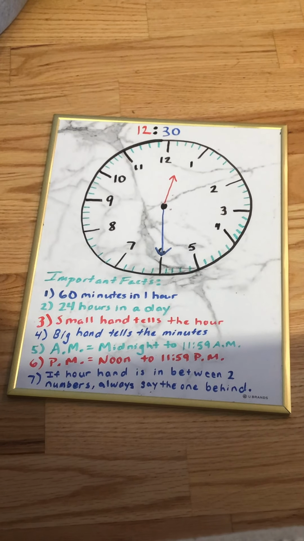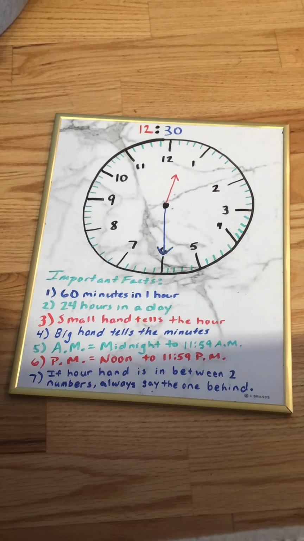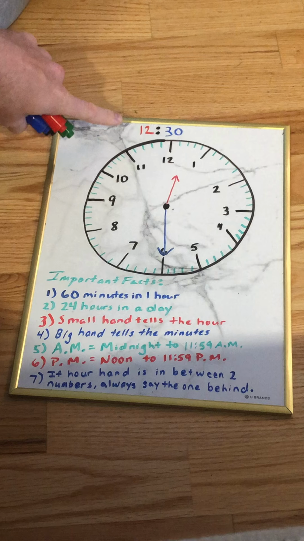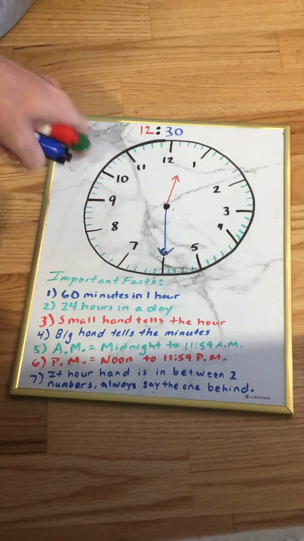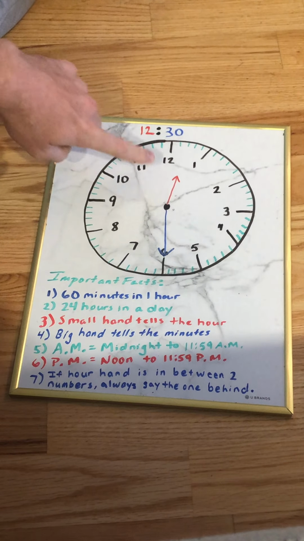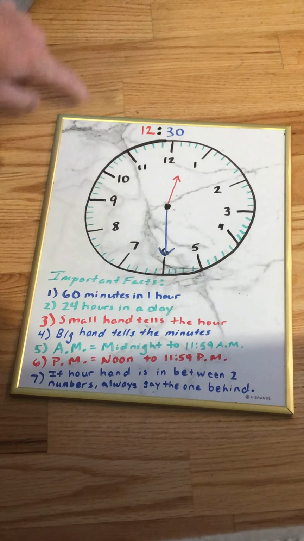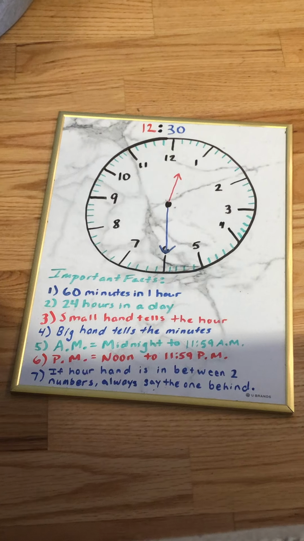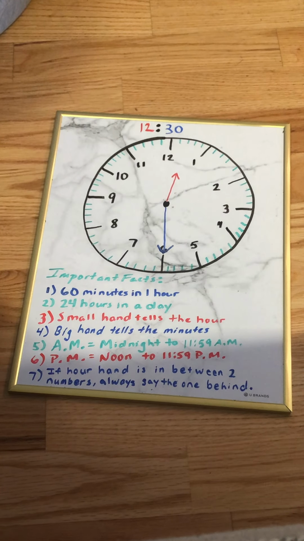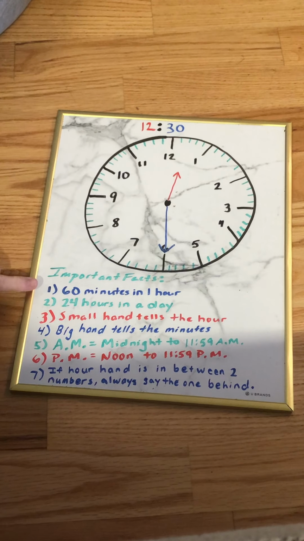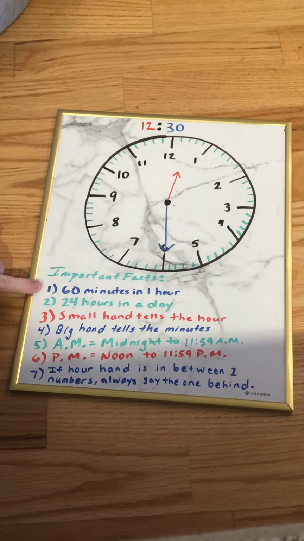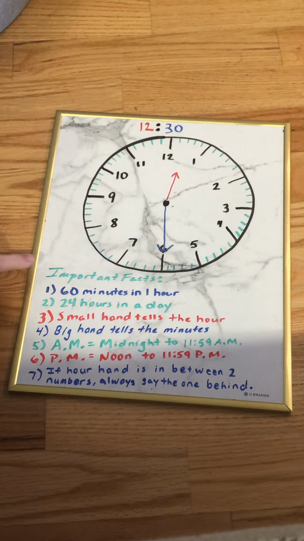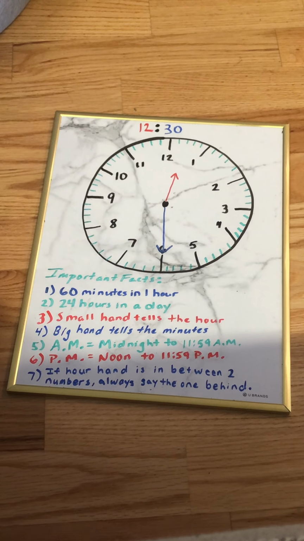So the first thing that we want to go over is, as you can see here, I drew our clock. And at the top, I put the time represented on this clock. If you notice, I put 12:30. We're going to go over these important facts to help guide you along with the mid-chapter checkpoint. So for the first fact, how many minutes are there in 1 hour? There are 60 minutes in 1 hour.